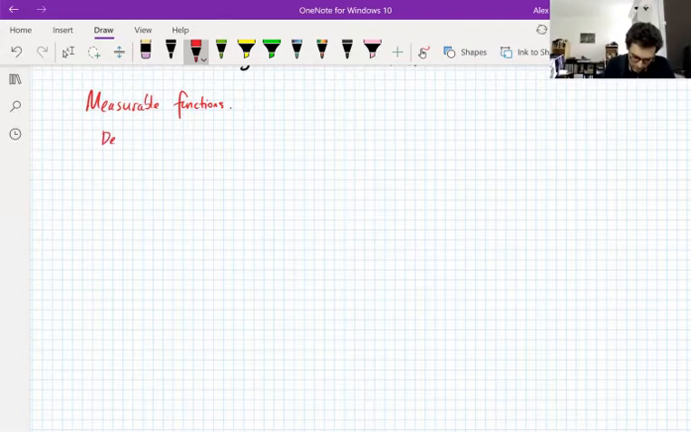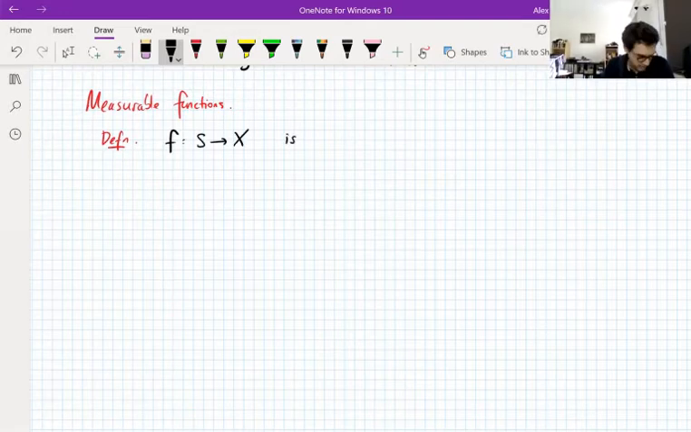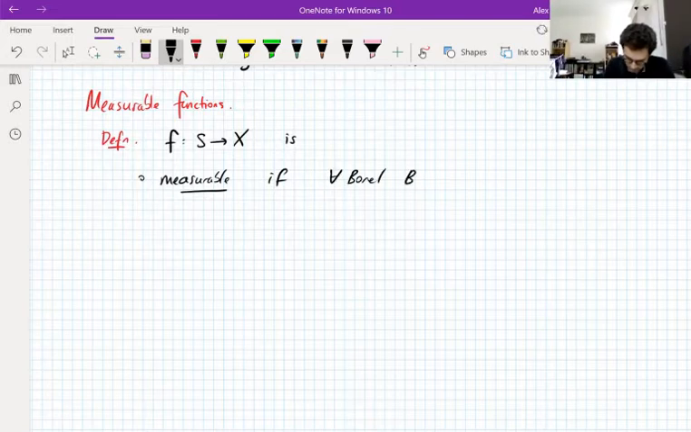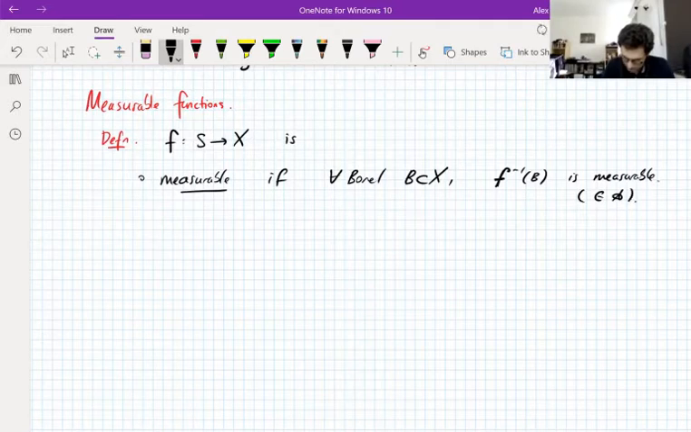This is a big definition. If you've read the notes, you've seen it already. Your function f, vector valued function, is measurable if for every Borel set B in the target, the pre-image, f inverse of this Borel set, is measurable. By that I mean it's in A. This is the classic definition of measurability. It still persists. This is what we call measurable.